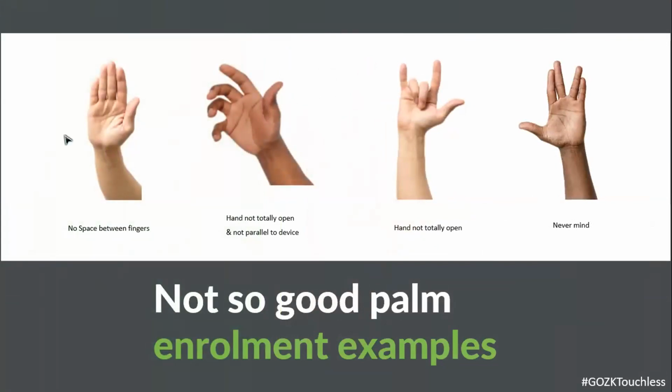And also, as you can see, these are examples of how not to enroll the palm on the reader. In the first one, you shouldn't close your palm or your hand to enroll. Also, it should be firmly correct. These are really bad examples of how you shouldn't enroll the palm on the reader.